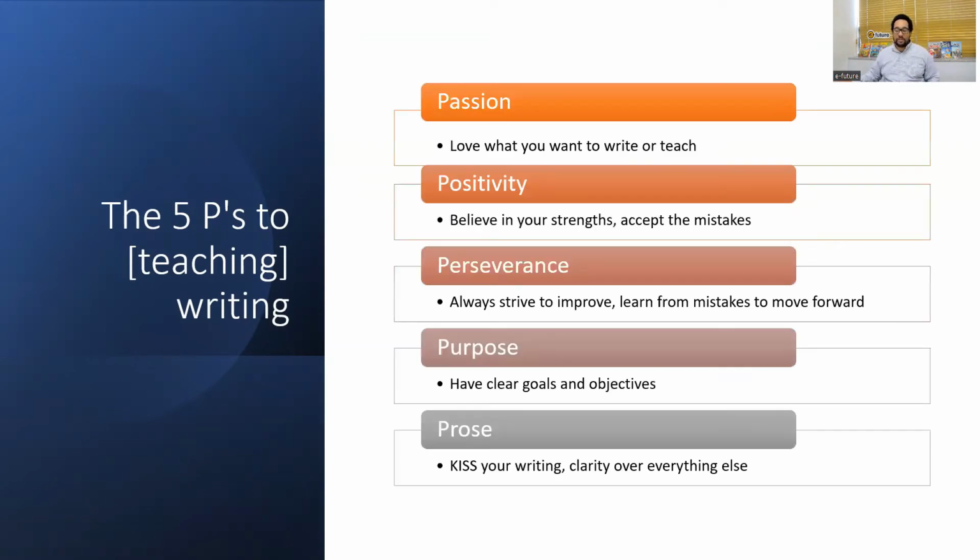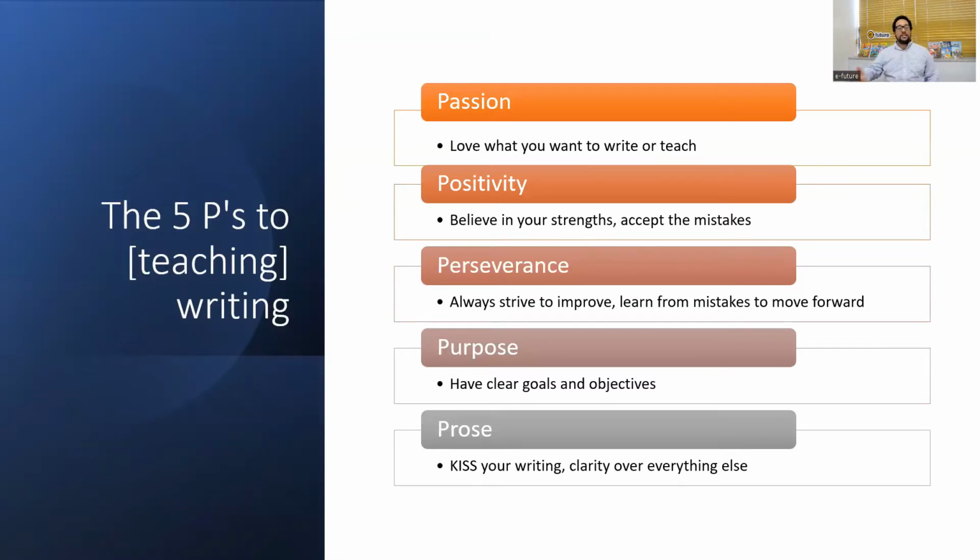And very, very quickly, when I teach writing and when I write myself, I try to remember these 5 Ps. This is something that I created for myself to help me and to keep me motivated to want to write and to help motivate my students as well. So the 5 Ps to teaching writing, or the 5 Ps to writing, are passion, positivity, perseverance, purpose, and prose. The first 3, passion, positivity, and perseverance, are the most important.